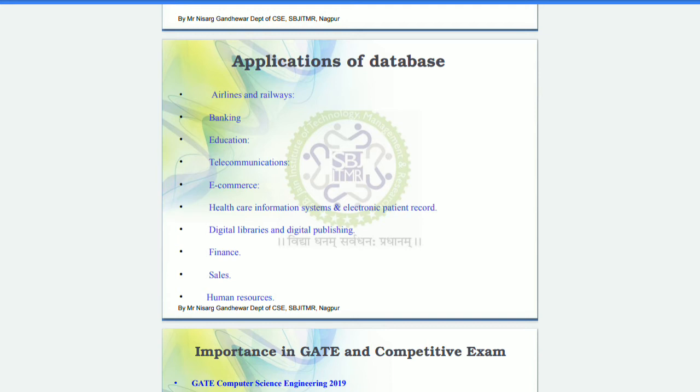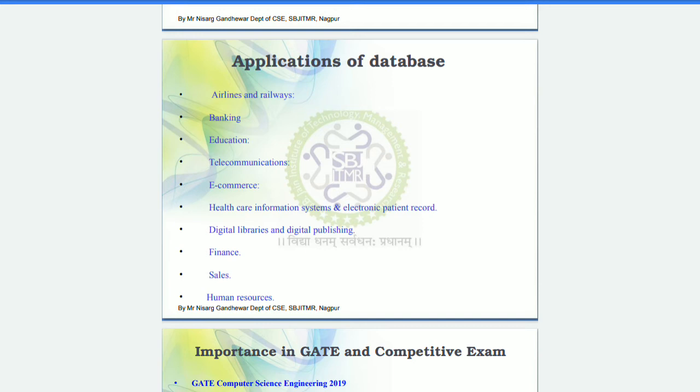The next field, or you can say domain, is telecommunication. In the case of telecommunication, for example, Airtel is there, Vodafone is there, Idea is there. They have various customers, so they can store customer information, and they have various plans. Each and every piece of information will be stored in the database.